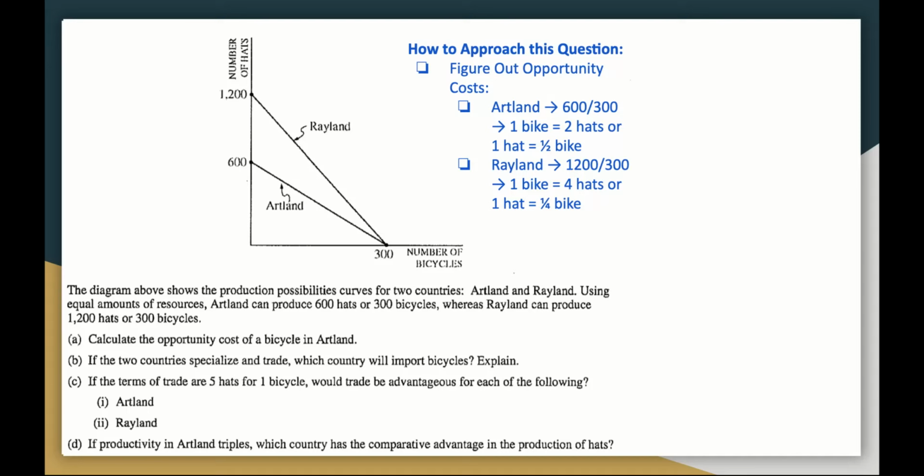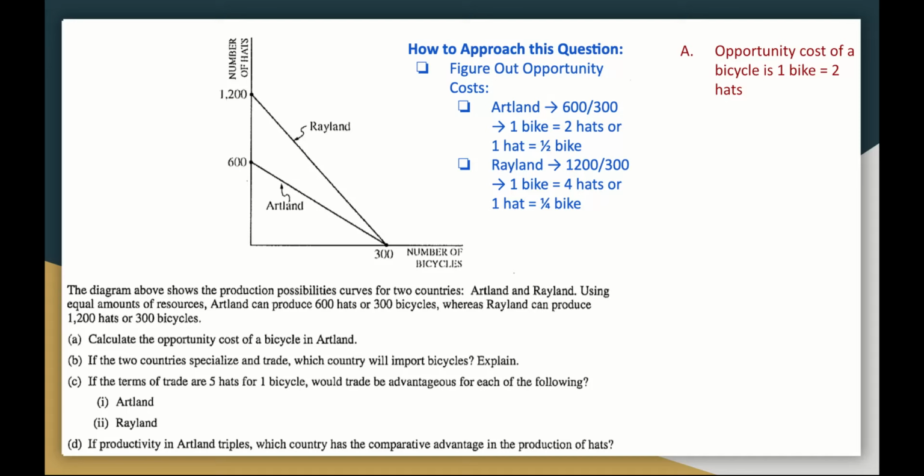So letter A says calculate the opportunity cost of a bicycle in Artland. That was pretty easy. One bike equals 2 hats. Make sure you show the 600 divided by 300. That's your calculation, that's showing your work, if you will. And that's that. If 2 countries specialize and trade, which country will import bikes?